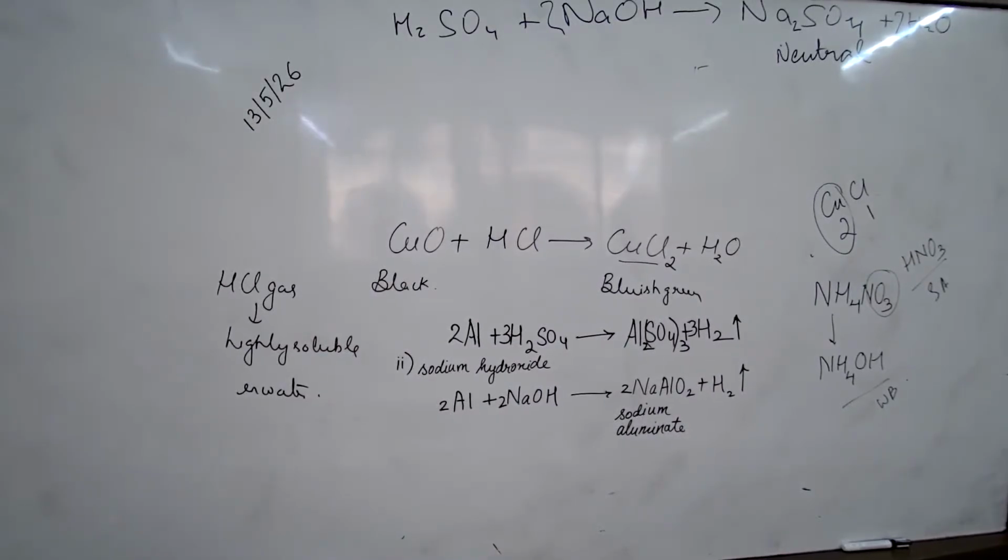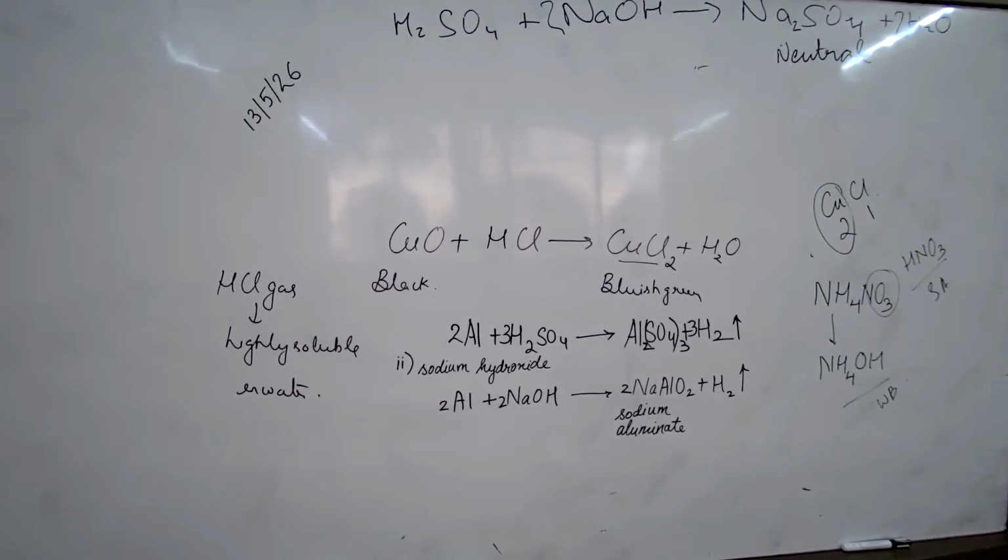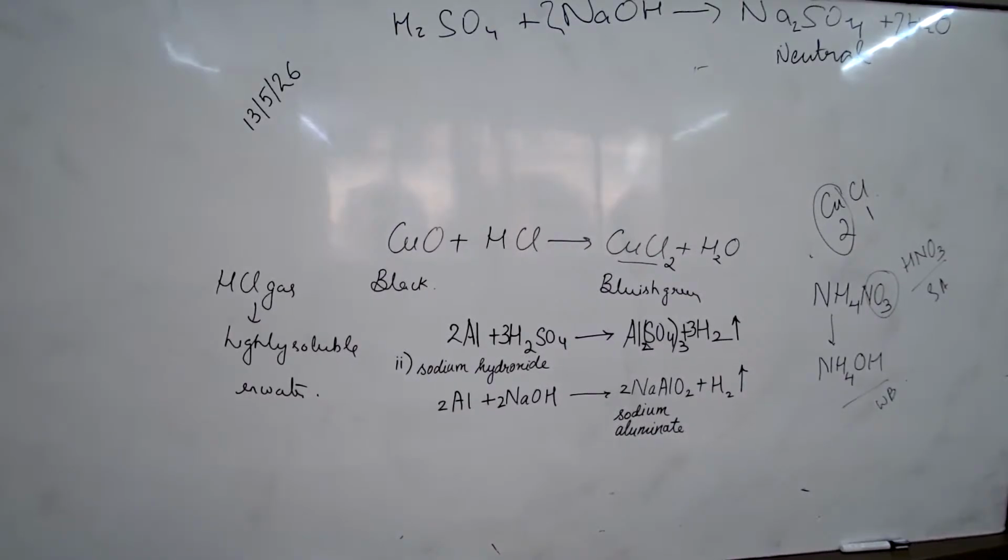What is the formula? CaSO4.2H2O. Okay. So X is gypsum and Y is POP, plaster of Paris. POP is CaSO4.1/2H2O. Okay.